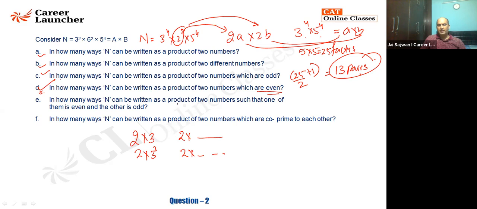In how many ways can n be? Yeah, why did we add 1? There are 25 factors. If you divide it by 2, 12.5 will be coming, which means 12 pairs are there and one number will be there which is going to multiply with itself. You remember that earlier one, the perfect square one?